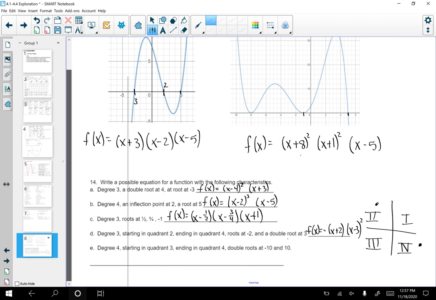Okay. Now degree 4, starting, so now we're starting in quadrant 3, we're starting here, and ending in quadrant 4, ending here. So that means we're starting down and ending down, and degree 4, so it's going to be negative. Double roots at -10, so x plus 10 squared, and a double root at 10.